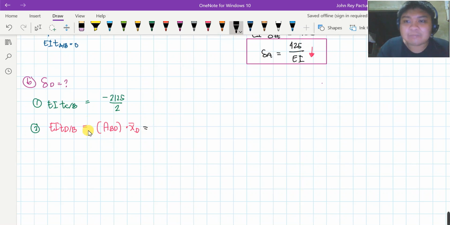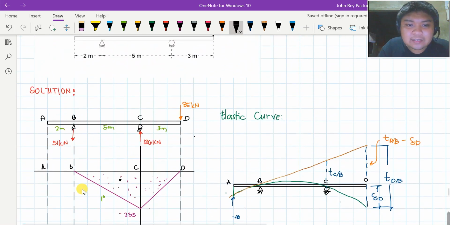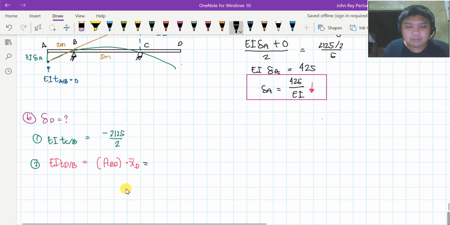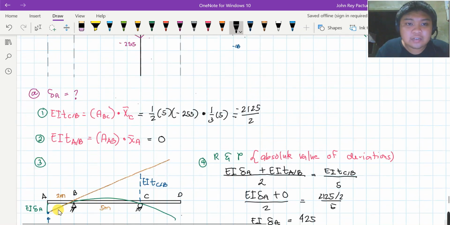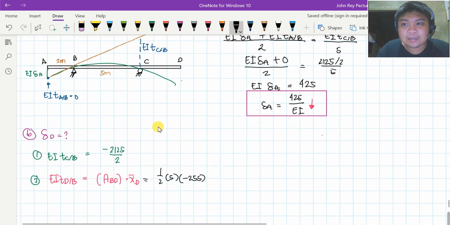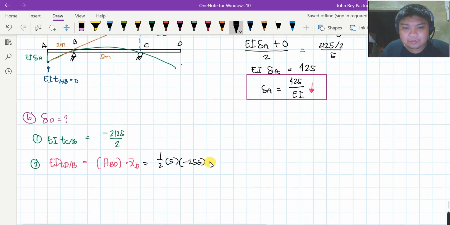Okay? So, this time, hindi na ako nagkamali. Okay? So, dito, puntahan natin itong dalawang triangles na, class, ang i-consider natin. But the centroids must be respected sa point D. So, unahin ko na, magiging 1/2 ng 5 meters, tapos negative 255. Tama ba? Yung height ng triangle ay negative 255, and its center of gravity is 3 meters plus 1/3 ng 5 meters.